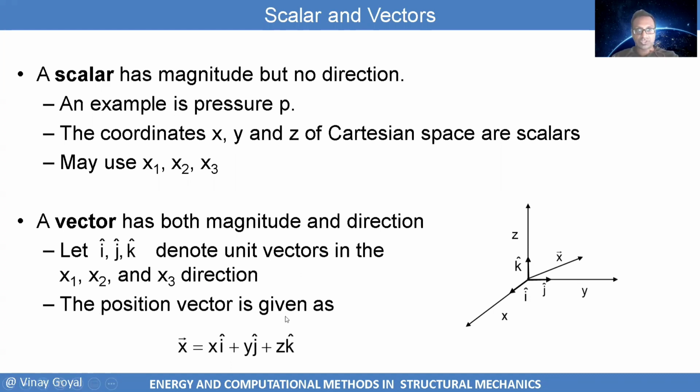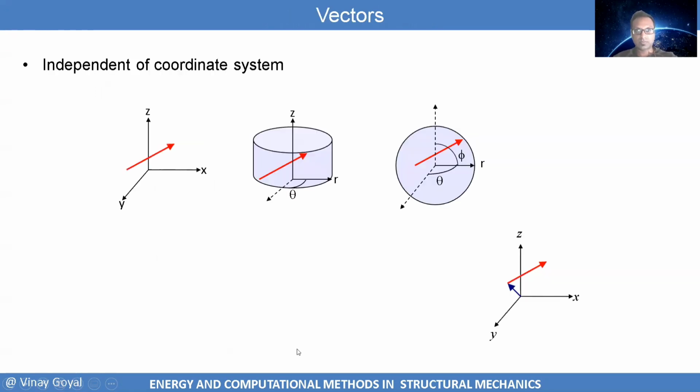A position vector is typically defined to a particular point in the space, and that position vector is called x, with a vector symbol on the top. x, y, and z are the values along the i, j, and k correspondingly. These vectors are independent of coordinate system. It doesn't matter what coordinate system I'm looking at, the vector will have the same magnitude and the same direction as well.